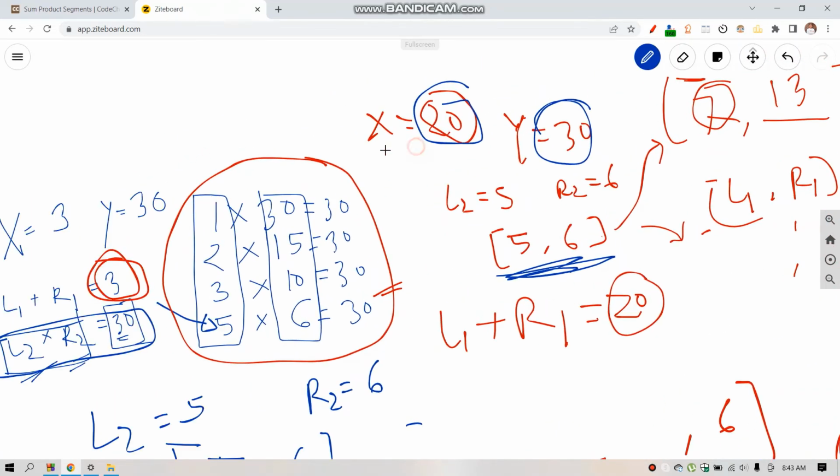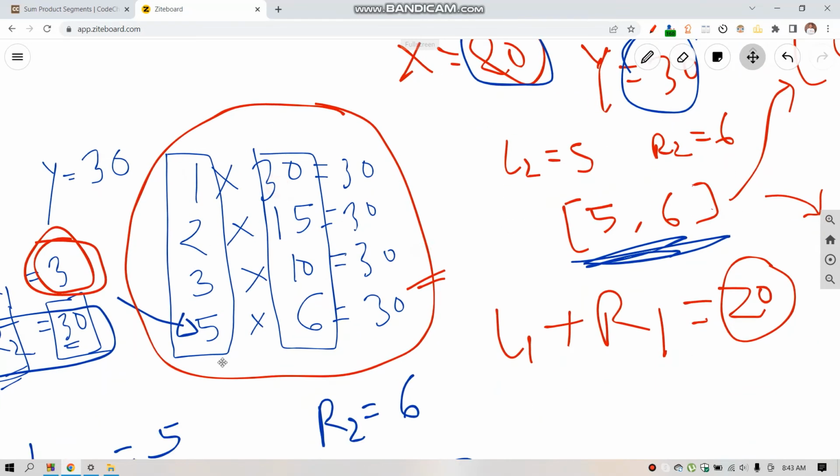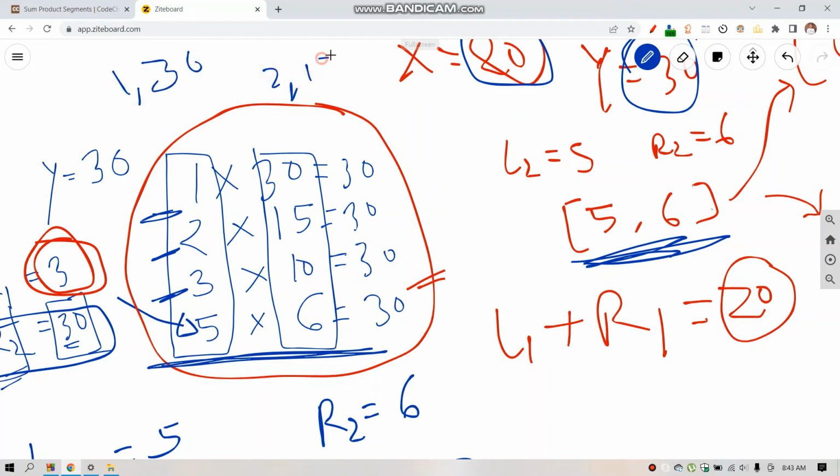Now the question is, here I took the numbers as 5, 6, right? But there are other possible numbers like 1, 30, 2, 15, 3, 10. How should we select which one is correct? So here we have to check all of those. First we check 1, 30, then 2, 15, then 3, 10, like this. We have to check all of these.